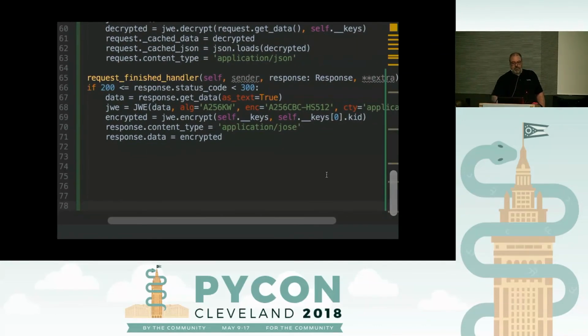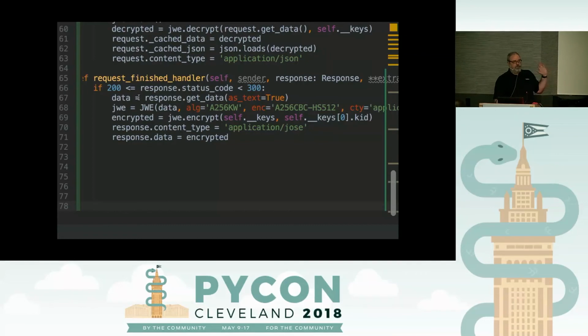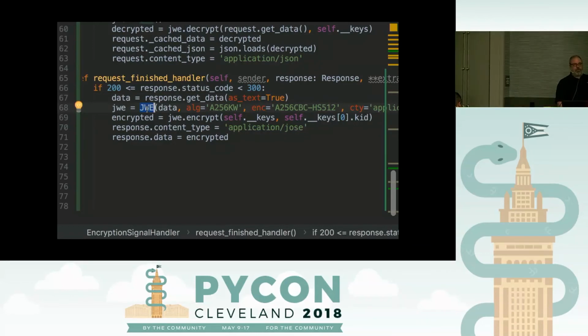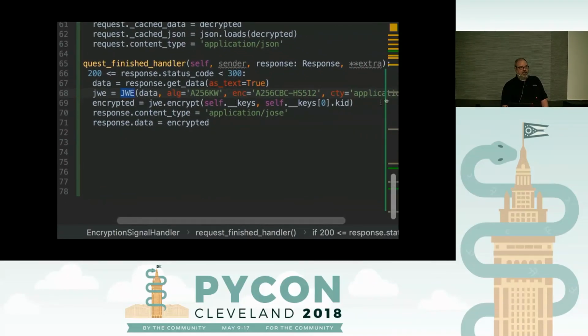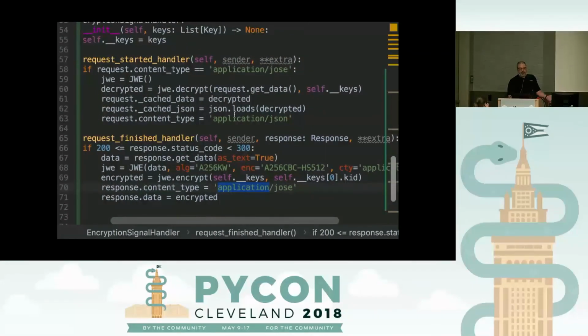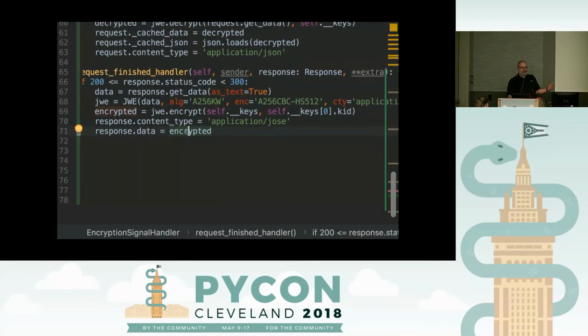So quick recap. If the response status code is between 200 and 300, we get the data from the response and create a JSON Web Encryption object, giving it the data, the algorithms, and the content type. We encrypt it using the keys and a specific key ID, because it only encrypts with one key. Then we give it the response content type of application/jose, which is the same thing we set up for the incoming request if the content type was Jose. And then we set the response data to the encrypted value.